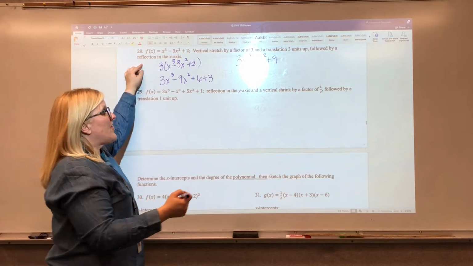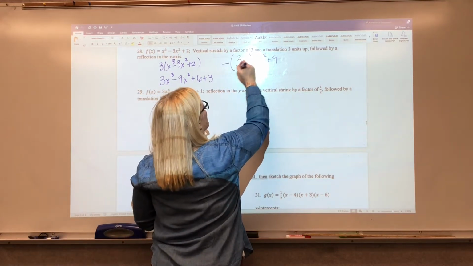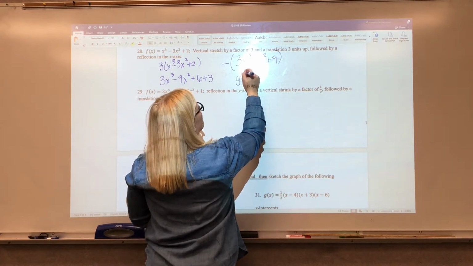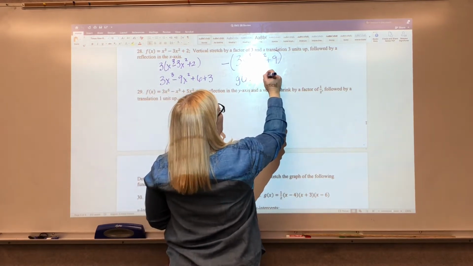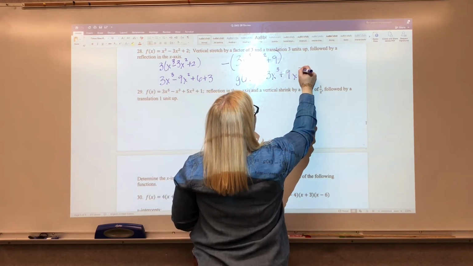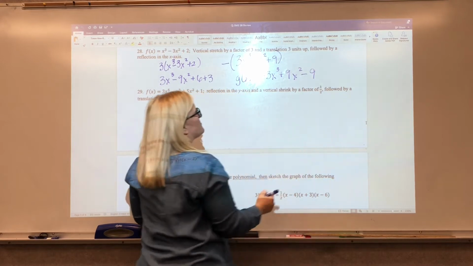And remember with that one, that means that we're going to multiply the whole thing by a negative. So my new g of x is negative 3x cubed plus 9x squared minus 9.